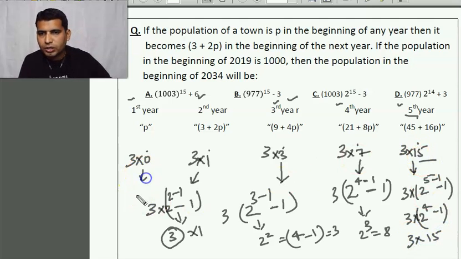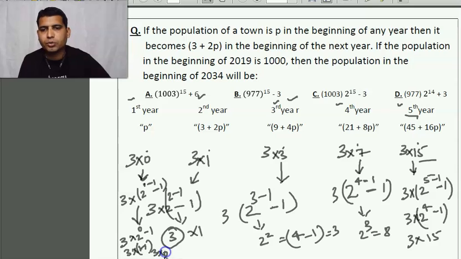Here also it will work obviously. 3 into 2 to the power 1 minus 1 minus 1. Now we can see that it will be equal to 3 into 2 to the power 0 minus 1. That means 3 into 1 minus 1, which is equal to 3 into 0. So I'll get here only P.